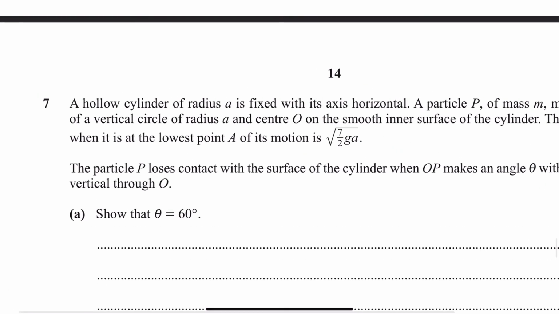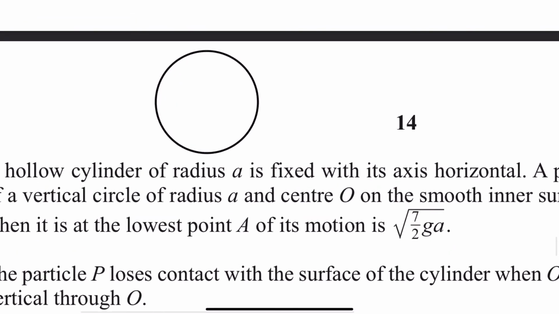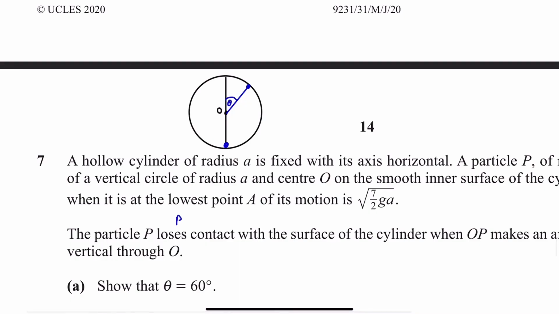So basically we have a circle. This is the vertical. O is right here. And now we have two situations. When the particle P is at the lowest point, the speed is root 7 over 2 ga. When the particle makes an angle of theta with the upward vertical, which is this part, it loses contact. Loses contact means our contact force equals 0. Alright? So now we have to show that theta equals 60.